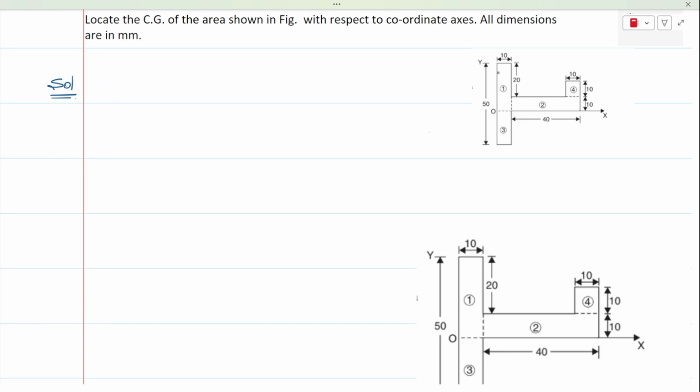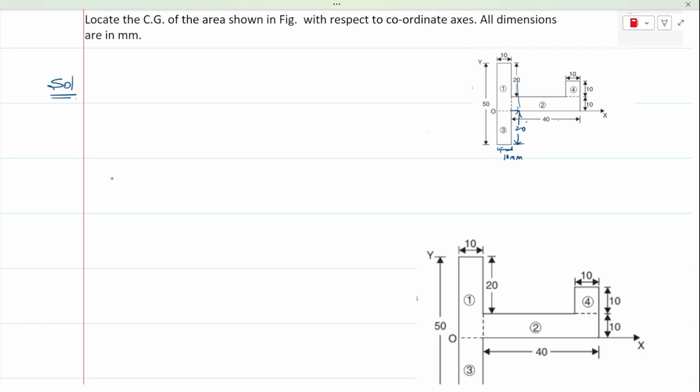So area number 1 is a rectangle whose width is 10 mm and height is 30 mm. This total height is 30 mm. Area number 2 is having a length of 40 mm and height of 10 mm. Area number 4 is a square. Area number 3 is a rectangle whose width is 10 mm and height is 50 minus 30, that is 20.